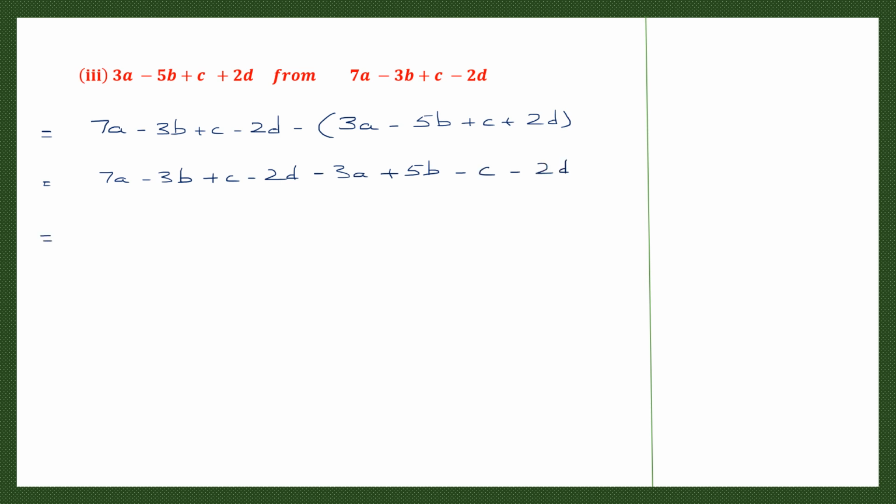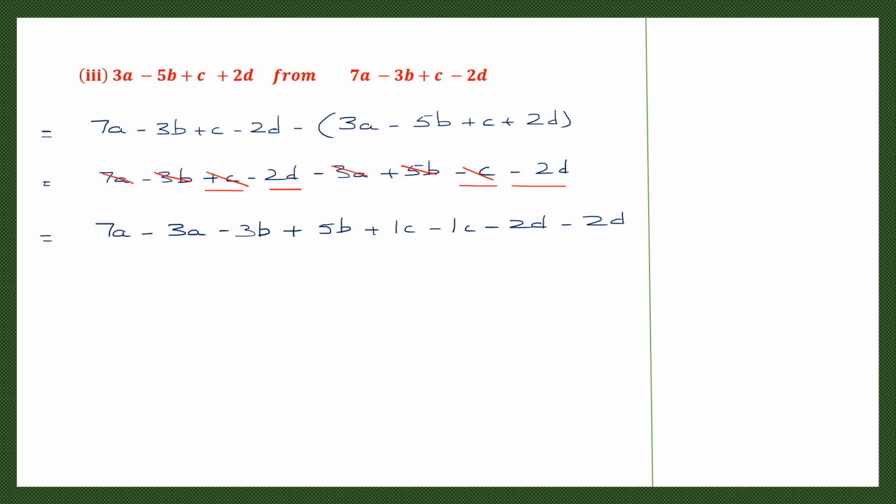Now let's get all the like terms together. Here we have 7a, here we have minus 3a. 7a minus 3a. So the a's are over. Let's look at the b's. We have minus 3b, then we have plus 5b. So let's write that minus 3b plus 5b. So we finished with b. Let's write down the c's. Plus c and minus c. That means plus 1c minus 1c. So that is also over. The c's are over. Now let's look at the d's. Minus 2d and minus 2d. So minus 2d minus 2d.